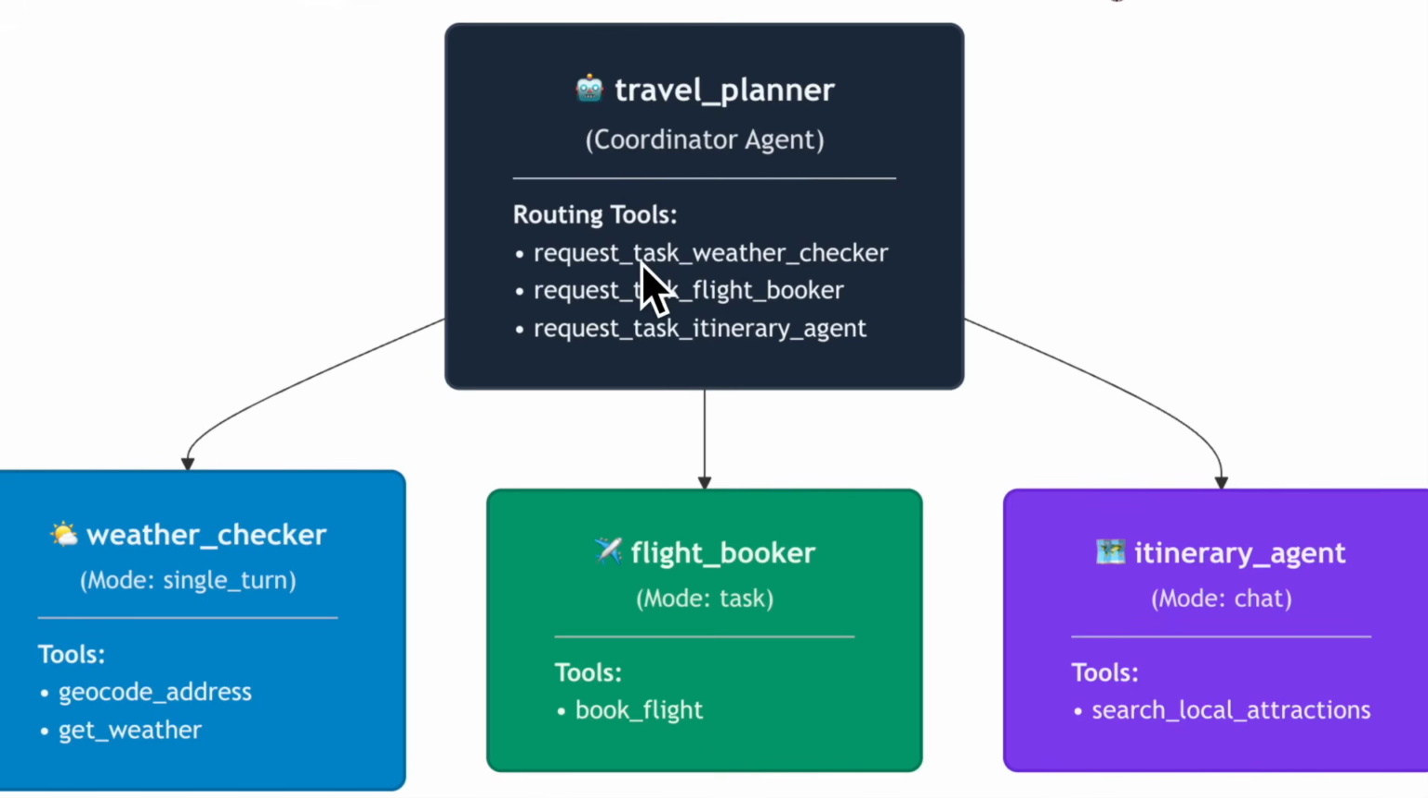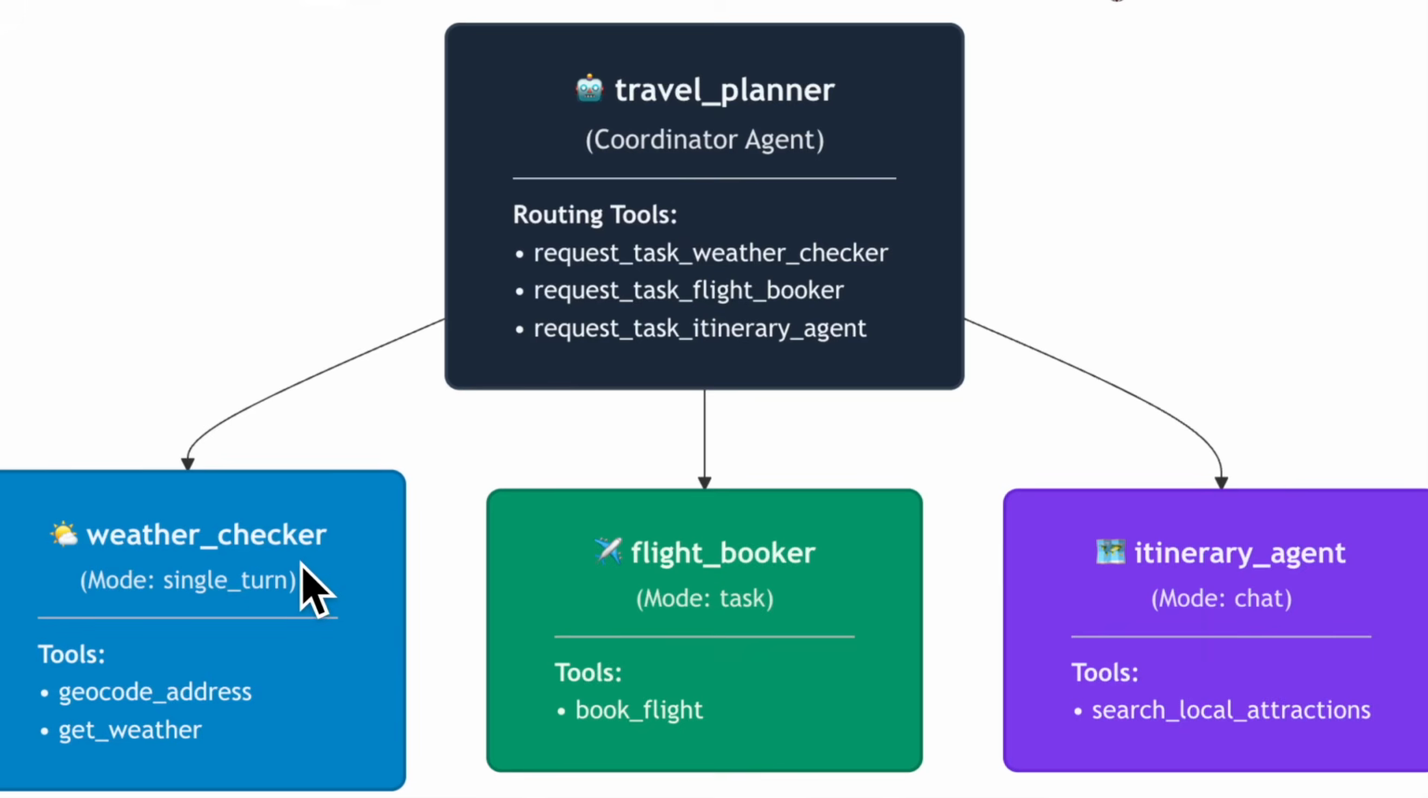If you're a developer building multi-agent systems with Google's Agent Development Kit, this is a must watch for you. We're going to break down how this works, a self-managing coordinator agent that automatically delegates tasks to a team of specialized sub-agents. Each has its specific role and it also has a specific mode of operation which is mentioned over here. In this particular example, you have a travel planner, which is a coordinator agent, and ADK injects routing tools automatically with these agents. For example, request task weather checker, request task for flight booker, and for the itinerary agent, which allows this agent to delegate these tasks to these sub-agents.